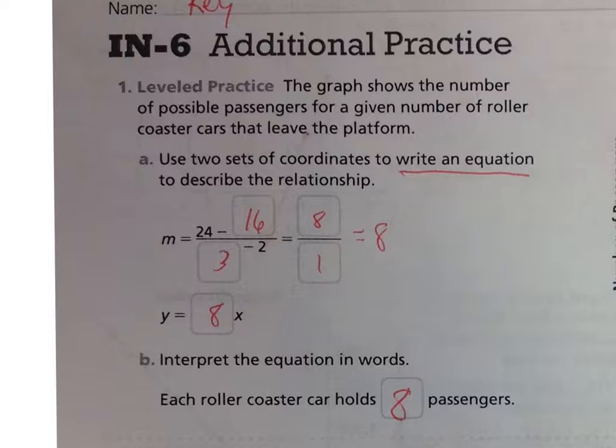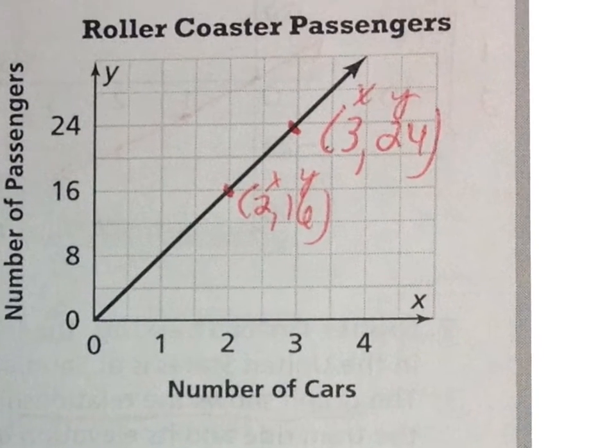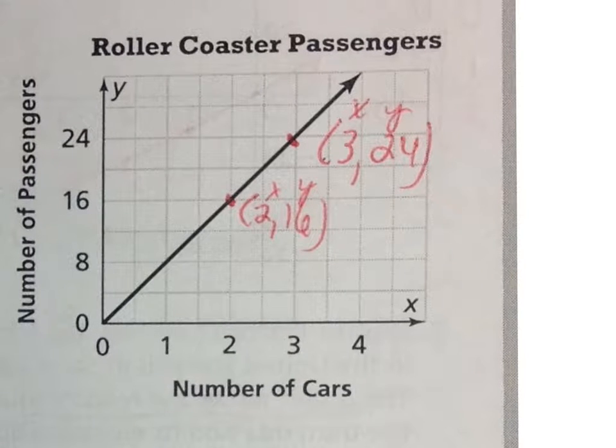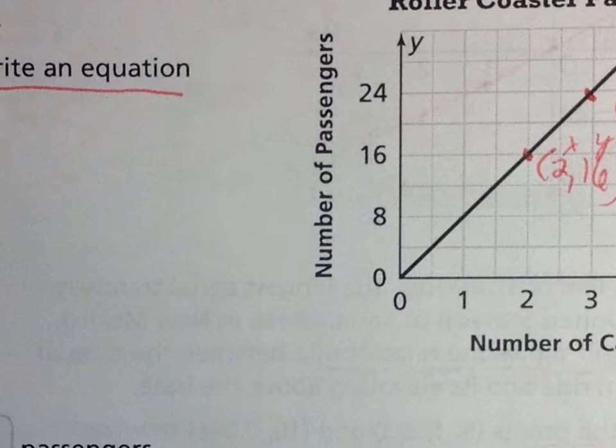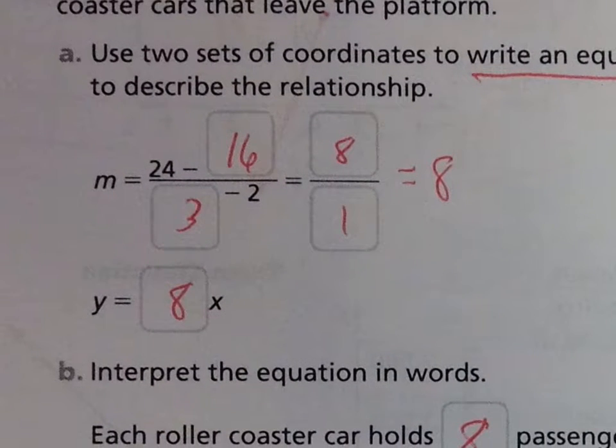So writing an equation, we have to have 2 points so we can find the slope of the line. Based off of the numbers that they're using, they were using the points (2, 16) and (3, 24). So when you go to find your slope, change in y, you would do 24 minus 16, which is 8. Change in x, you'd do 3 minus 2, which is 1. And then 8 divided by 1 is 8.